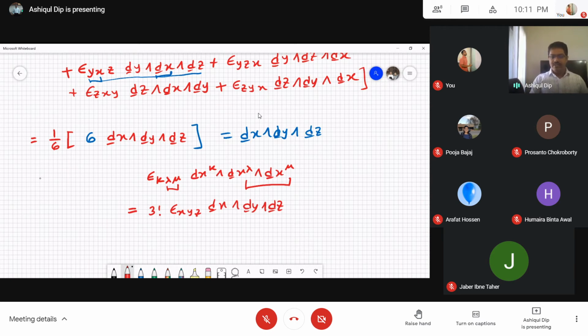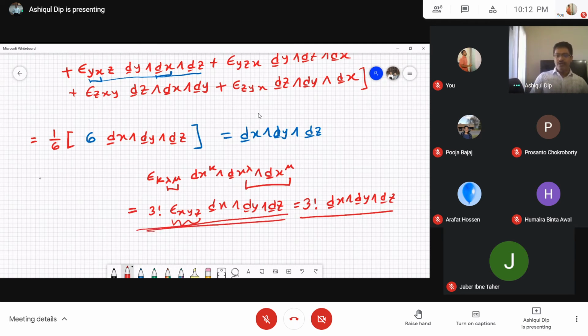So remember this result: epsilon kappa lambda mu summed over dx kappa wedge dx lambda wedge dx mu is basically 3 factorial epsilon xyz dx wedge dy wedge dz, which is 3 factorial dx wedge dy wedge dz in Cartesian coordinates, because your epsilon xyz could have a metric tensor part inside of it, so it could be something else as well. So this result is true in Cartesian coordinates, but generally this is true already.